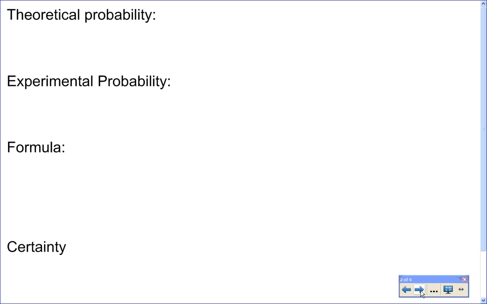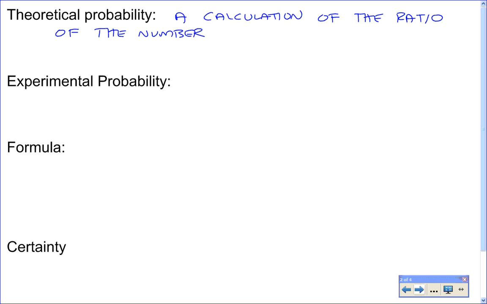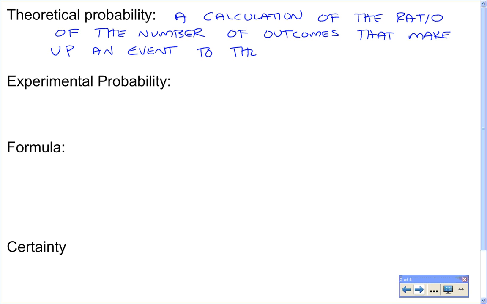So theoretical probability. Theoretical probability is a calculation of the ratio of the number of outcomes that make up an event to the total number of possible outcomes. So we're going to be dealing with fractions over the next little bit.